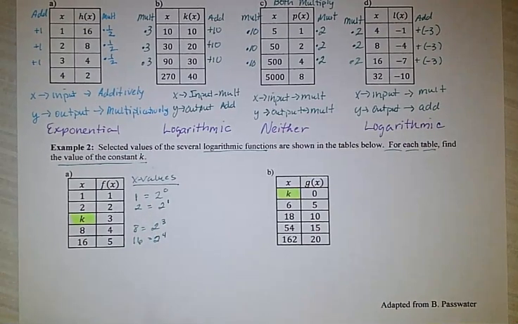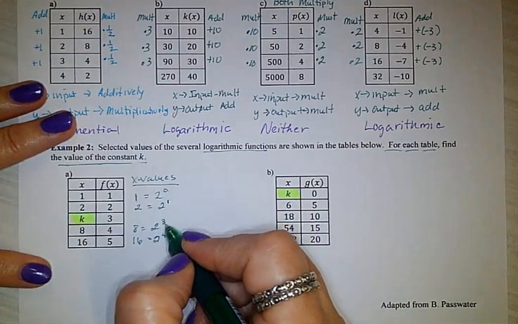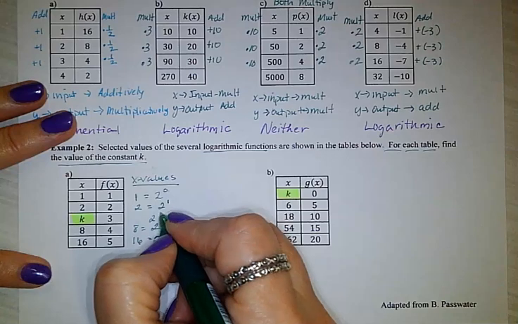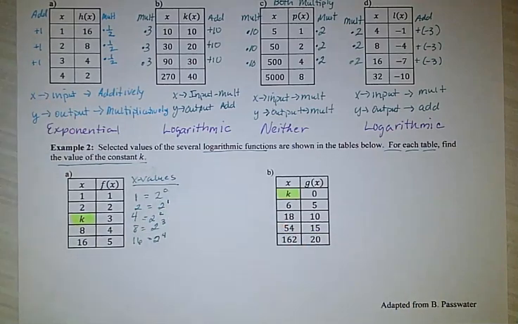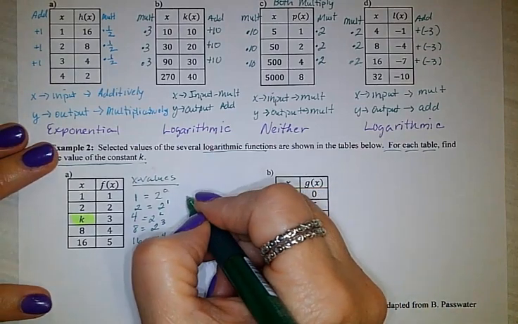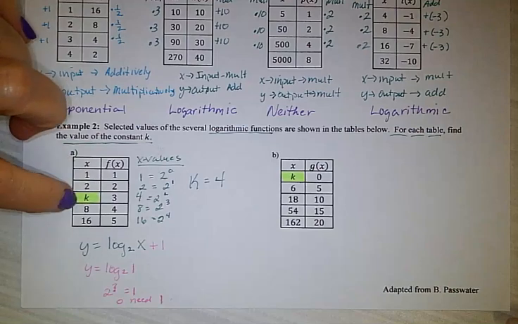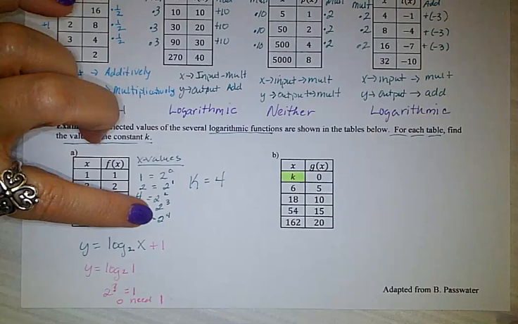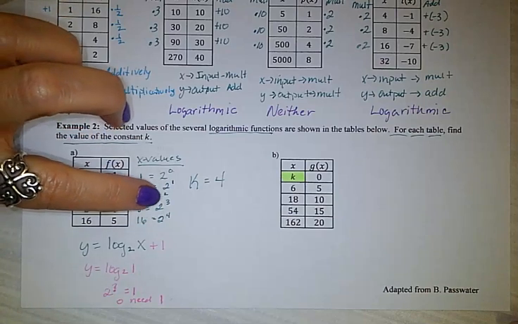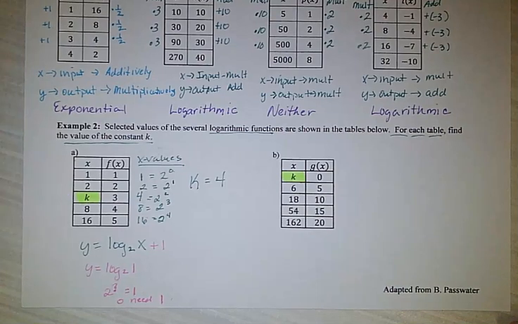Now I should be able to come back in here and figure out what k is. We have the powers 0, 1, something, 3, 4, so that has to be 2 to the second. And 2 to the second equals what? 4. So now we know that k equals 4. If this was 2 to the 1, this has to be 2 to the 2, and this has to be 2 to the 3. So 2 to the 2 equals 4, so that's what my value of k has to be. That's pretty straightforward.